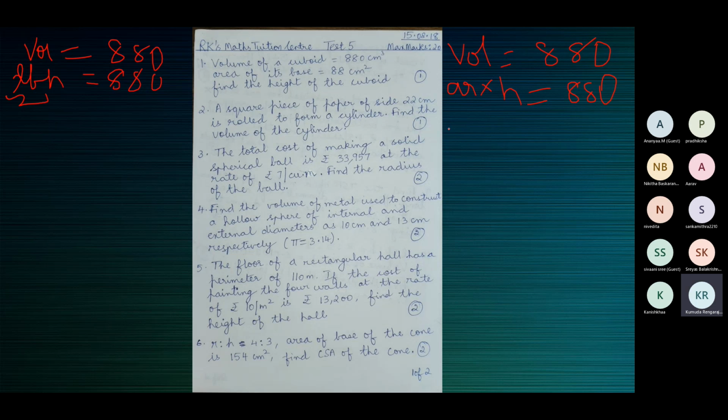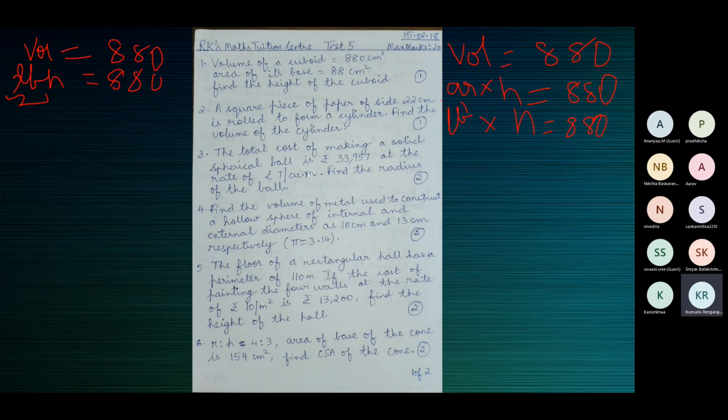Area is L into B. Area of the cross section is L into B into H. And LBH is the formula, right? L into B into H is the formula to find the volume of a cuboid. So volume is area into height. L into B into H is equal to 880.